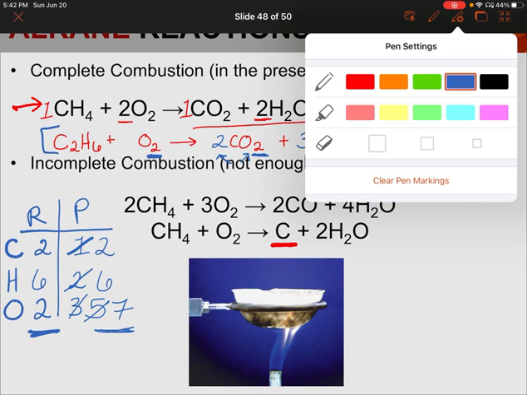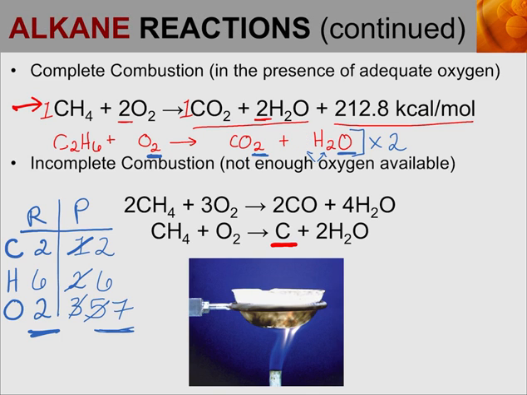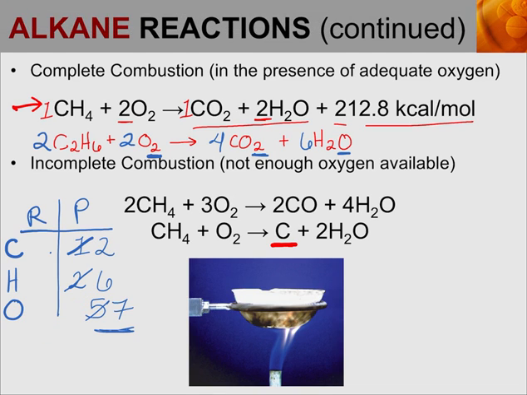So let me just rewrite all of those coefficients. So we'll just multiply all of that by 2. All right, so we'll have 2 C2H6, 2 O2, 4 CO2, and then 6 H2O. Okay, so now let's go down and rebalance everything down here.